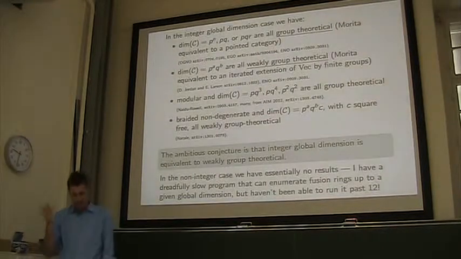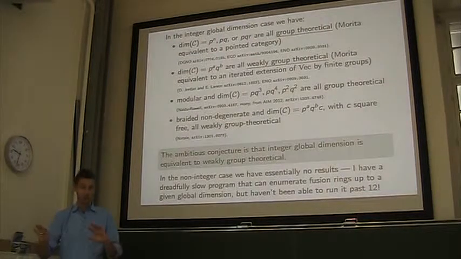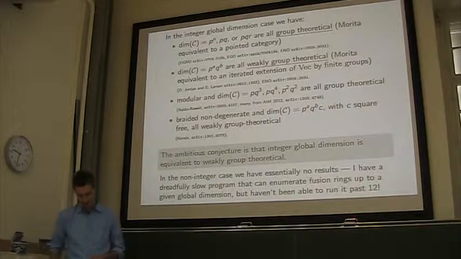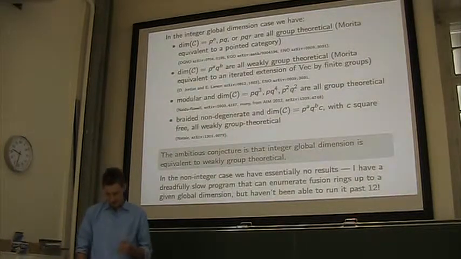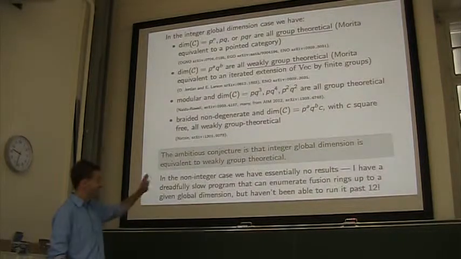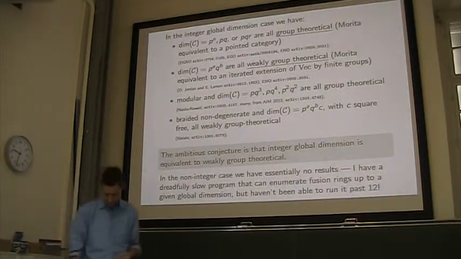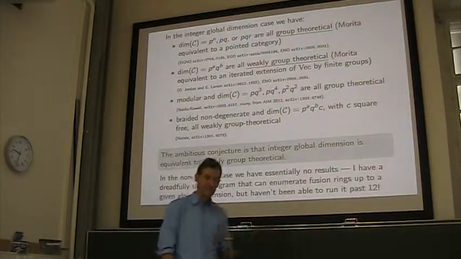And so the ambitious conjecture that I think everyone is aiming for in that direction is just that integer global dimension is the same as weakly group theoretical. Those fusion categories are solely built out of finite group data, and that's different from the genuinely non-group-like fusion categories. So in the integer global dimension case, we know tons of stuff now, although obviously we'd like to know a lot more. But in the non-integer case, we essentially just know nothing at all.